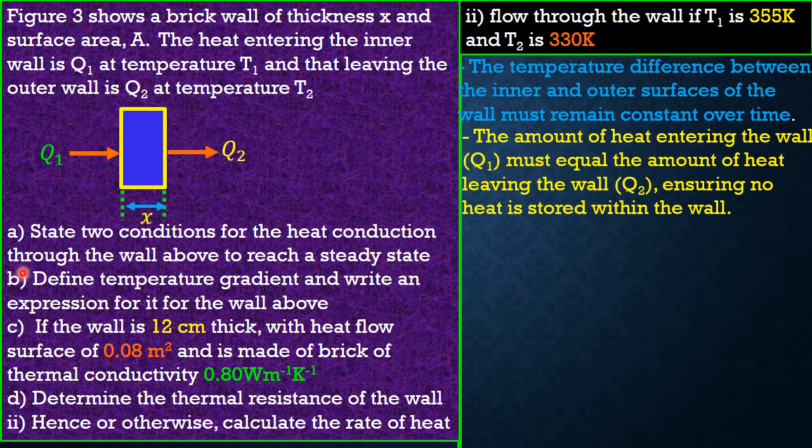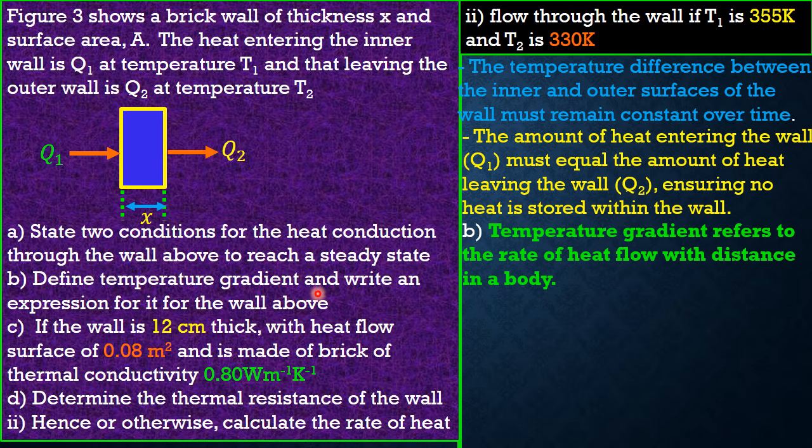Now the next part wants us to define temperature gradient and write an expression for it for the wall above. Temperature gradient simply refers to the rate of heat flow with distance in a body, the rate at which heat flows in any body with distance. That's how you can define temperature gradient. An expression for it can be given as Q over T equals KA delta theta over X, where Q over T is the rate of heat flow, K is the thermal conductivity of the material we are talking about, which in this case is the wall, and A is the cross-sectional area of the wall.